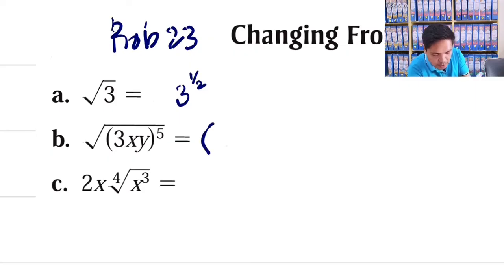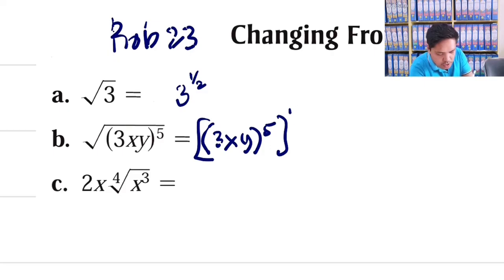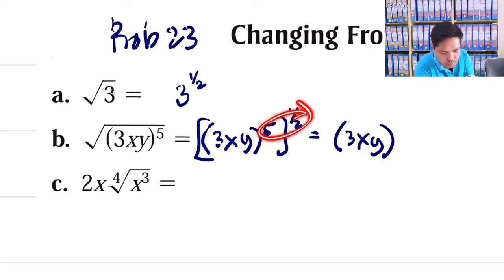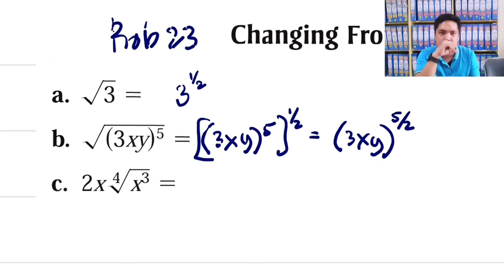How about this? Remember, the square root is raised to 1/2, meaning this whole term is raised to 1/2. That is the same as 3xy raised to 5, raised to 1/2, which equals 3xy raised to, you multiply, 5/2. That's it. Very, very easy.